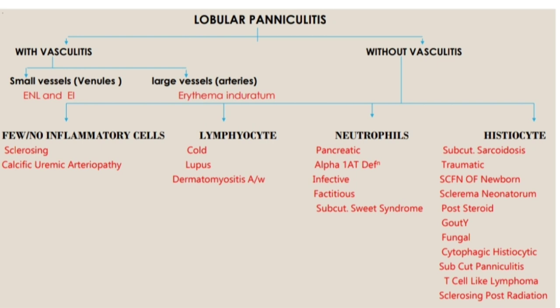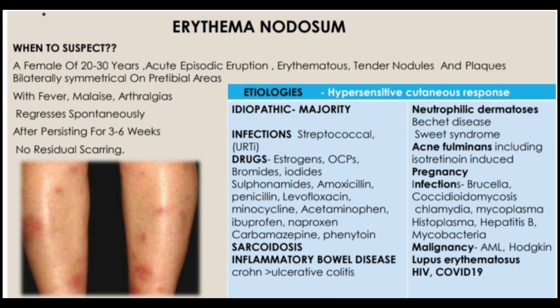Coming up the details of each entity, first is erythema nodosum. When to suspect erythema nodosum? When a female of the age group 20 to 30 years comes with an acute episodic eruption of erythematous, tender, non-ulcerated nodules and plaques situated bilaterally on the pre-tibial area, with associated symptoms of fever, malaise, and arthralgia, and gives a history of past lesions which regress spontaneously after persisting for 3 to 6 weeks, and having no residual scarring from the previous lesion.